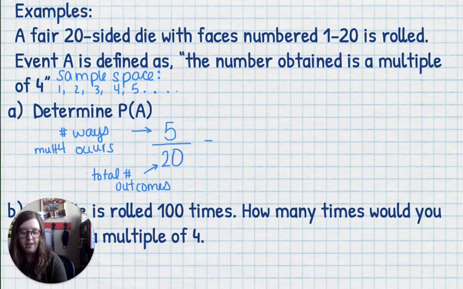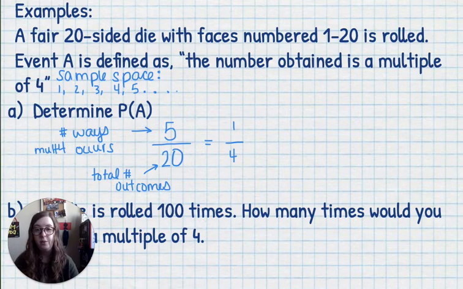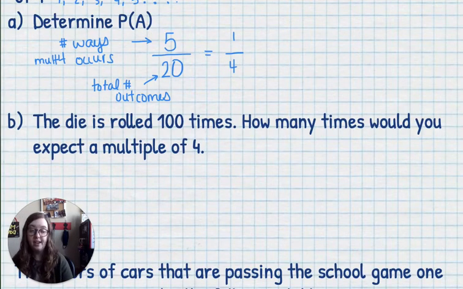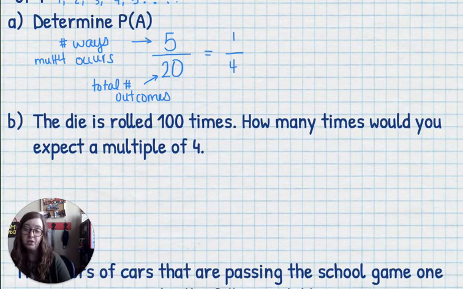Then we can simplify that, divide both the top and the bottom by 5. We'll get 1/4. Okay, now that die is going to be rolled 100 times. How many times would you expect to get a multiple of 4?